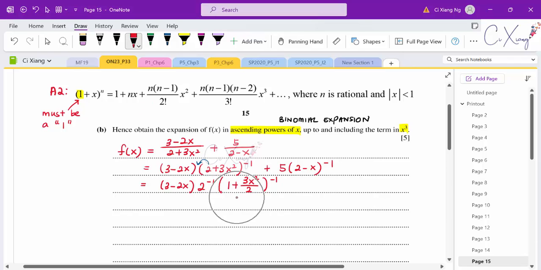Okay, so you can see that I try to do some small adjustment so that the first term of my bracket starts with the 1. Then do the same thing for the second bracket. I want to factorize out the 2 and therefore I'm having 2 power negative 1. So this one should be 2 power negative 1. Then after you factorize the 2, I'm having 1 minus x over 2 power negative 1.